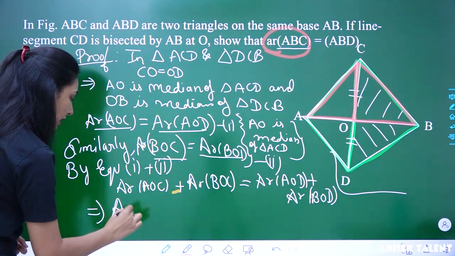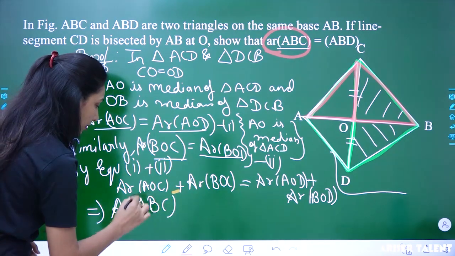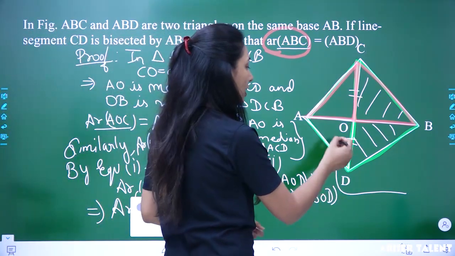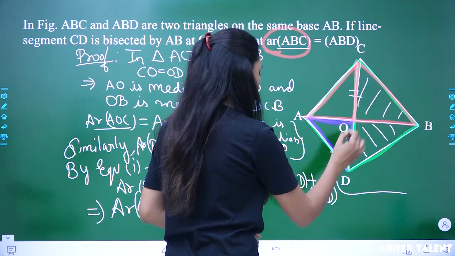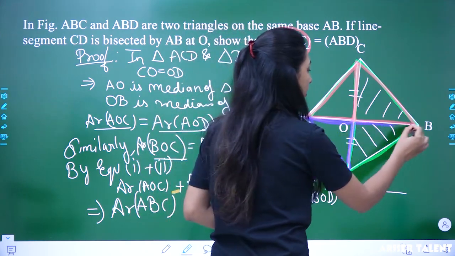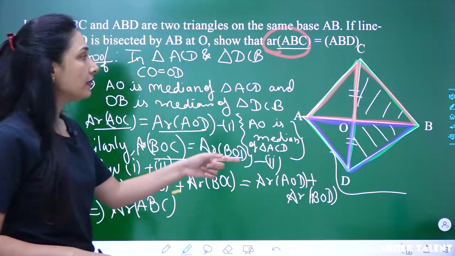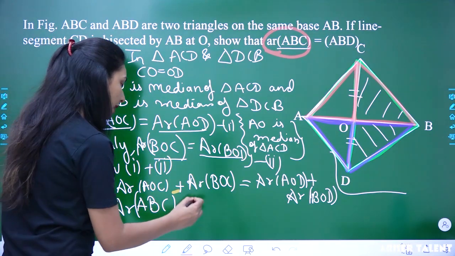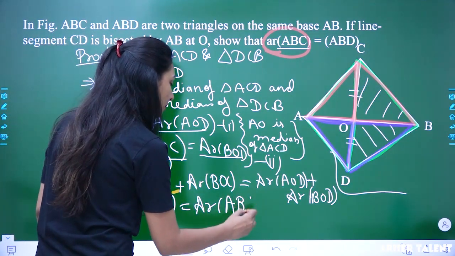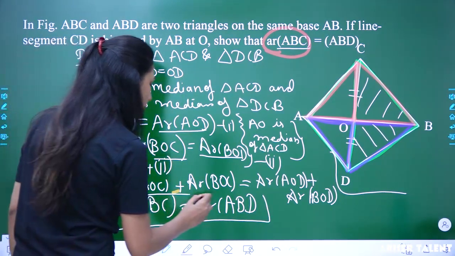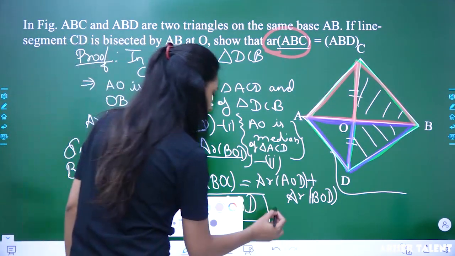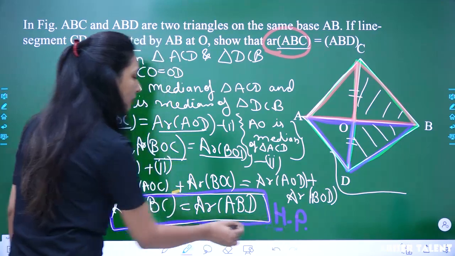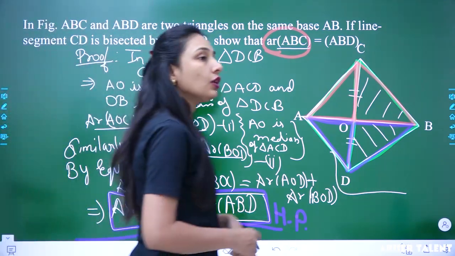So this is the area ABC here. Now the next one is area AOD. Area AOD is this area, plus area BOD. BOD is this area. So now look, this area is making this ABD, is equal to area ABD, and that we had to prove. So that is our final solution to this question. Okay, note it.